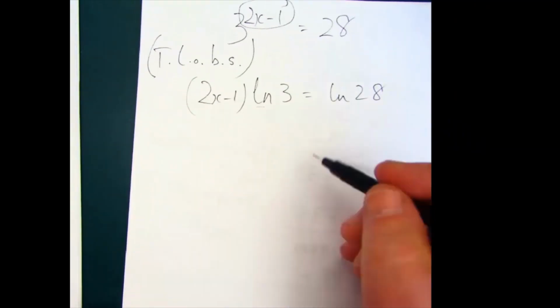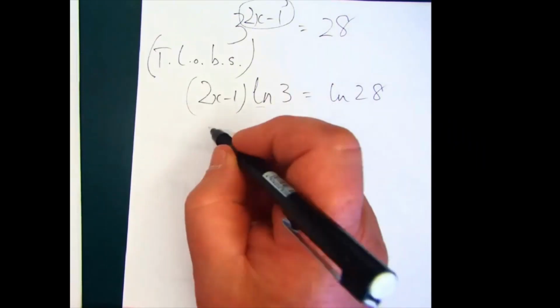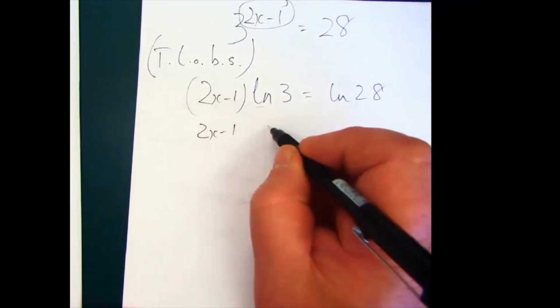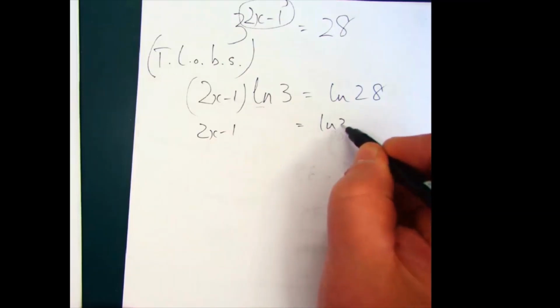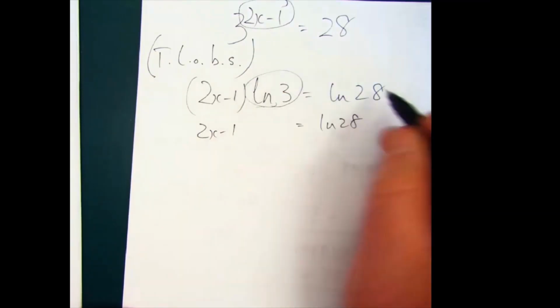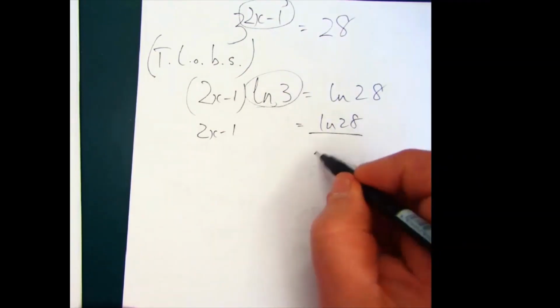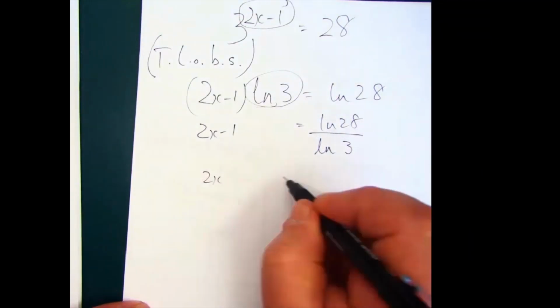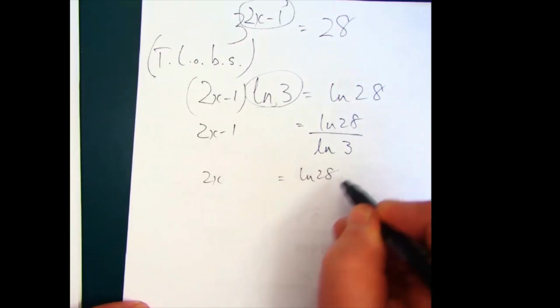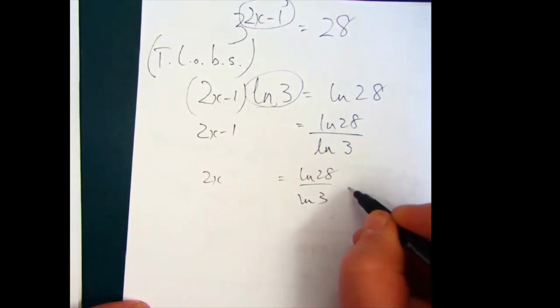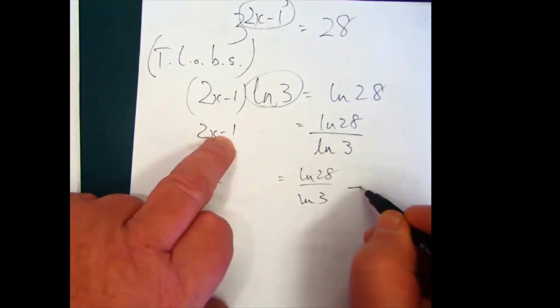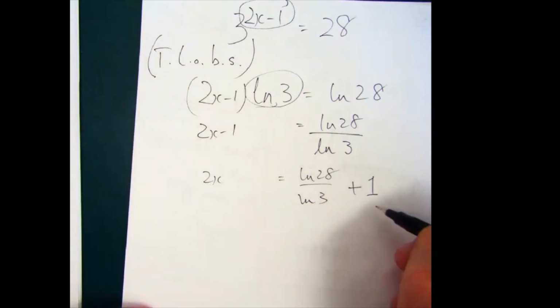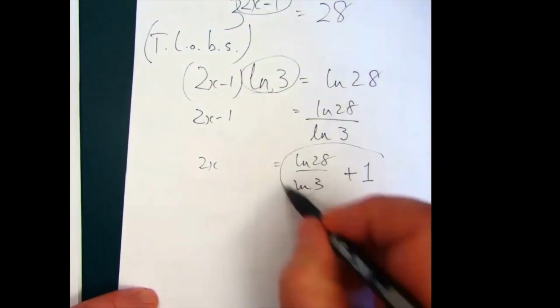So let's see how we go. The next line then becomes this, 2x minus 1 equals ln 28 over ln 3. This comes across, it multiplies here. I change side, change sign, so that becomes that. 2x now equals ln 28 over ln 3, plus 1. Minus 1 here becomes plus 1 there. And then I can work this out in the calculator.